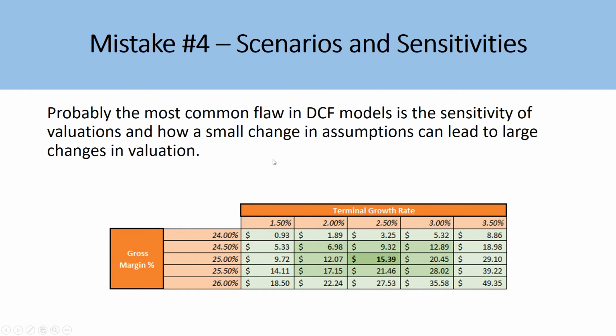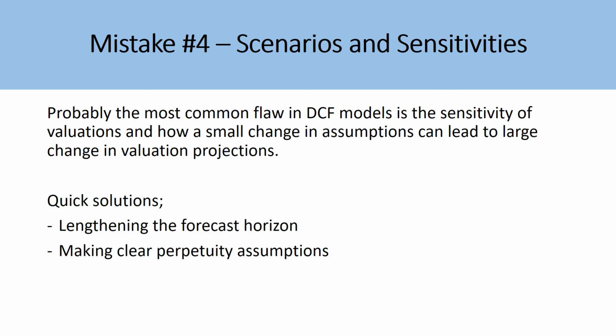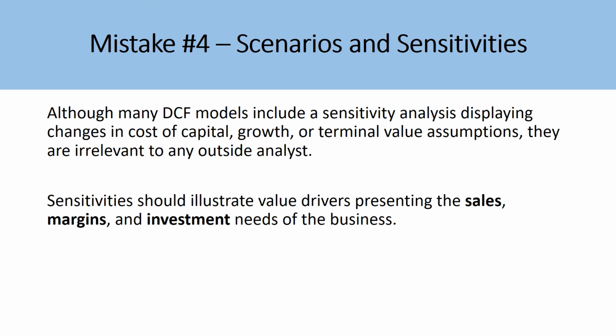And so this is what usually happens when you display that information. You see these big changes in valuation due to incremental gaps, right? So some quick solutions to improve these big changes is, of course, to lengthen the forecast horizon and also make clear perpetuity assumptions. So cover mistakes number 1 and 2. In addition, although many DCF models include a sensitivity analysis displaying changes in cost of capital, growth, or terminal value assumptions, they are irrelevant to any outside analyst.